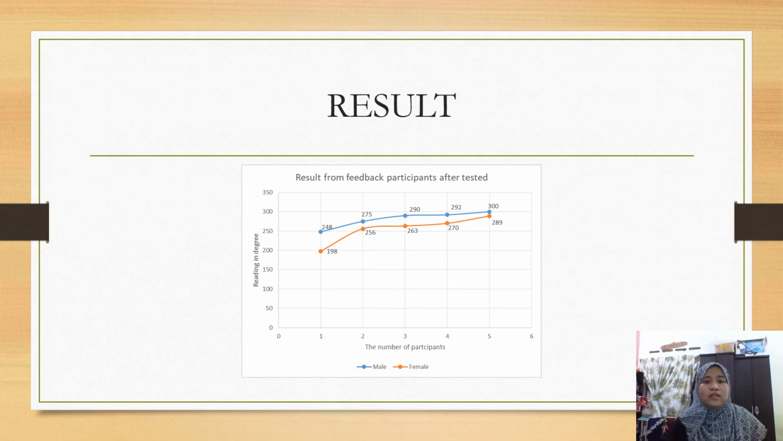Okay, after that, the result. This result I get from participant feedback after testing. I met 10 participants with normal condition, including 2 kids. In this graph, the reading in degrees was increasing because it is above 200, and if a stroke patient used this functional device, we could see the progress of how they can bend their ankle, and the patient's ability to bend their ankle during treatment or therapy.